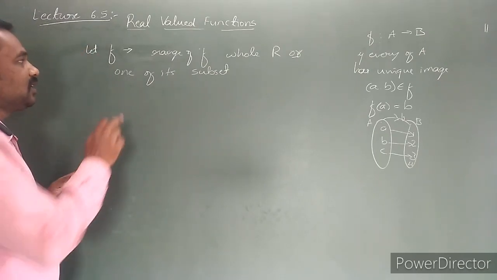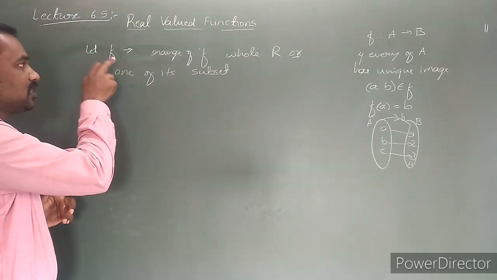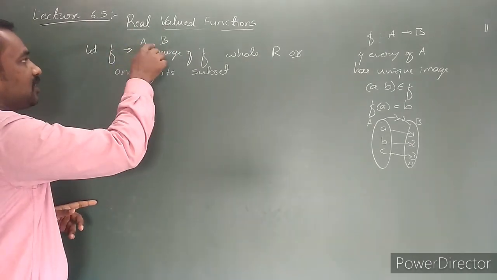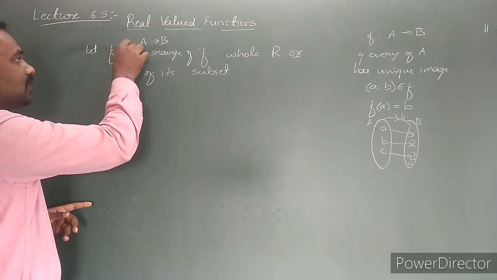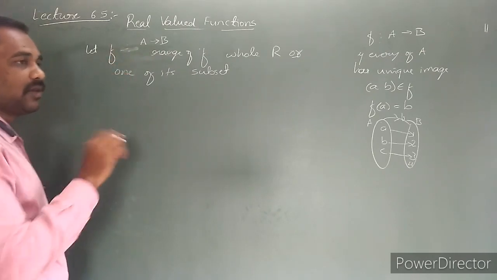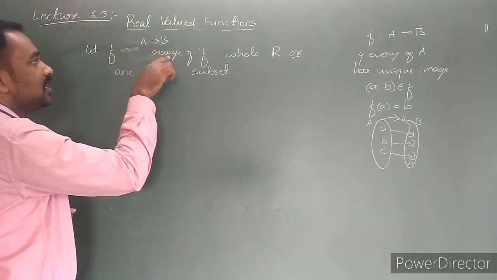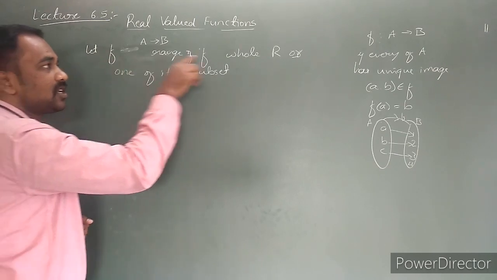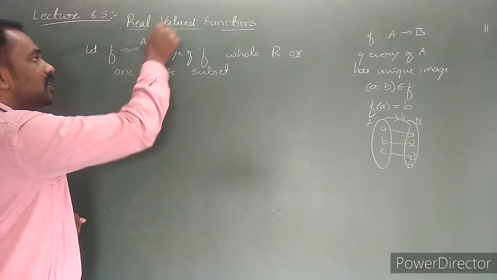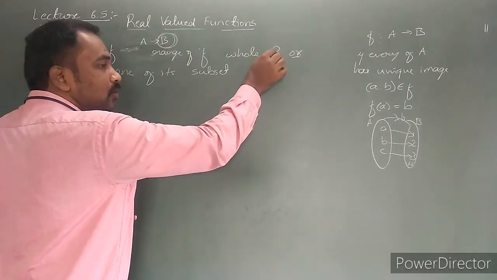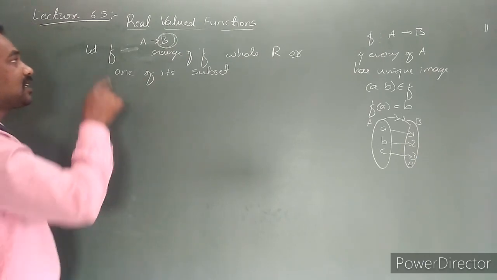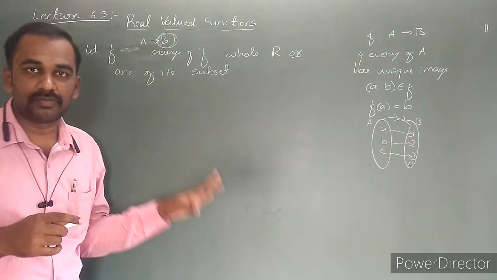What is a real valued function? Suppose A and B are sets and a function is defined from A to B. Then this function is said to be a real function or real valued function when its range, which is some elements of the codomain set, is the whole real number set or a subset of the real number set. In that case, it is said to be a real valued function.